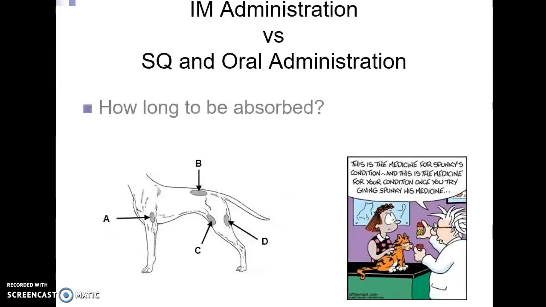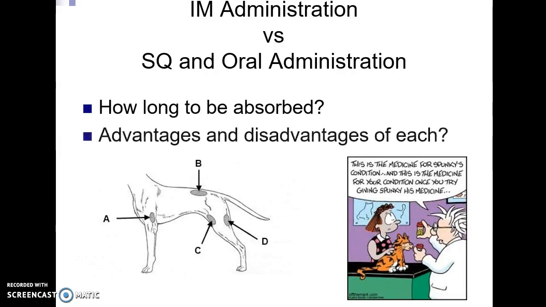So, IM, sub-Q, and oral administration. We're going to talk about how they are different. So IM administration, if you remember the chart, is not going to take that long to be absorbed because the muscles are so vascular. Sub-Q and oral administration are going to take longer.